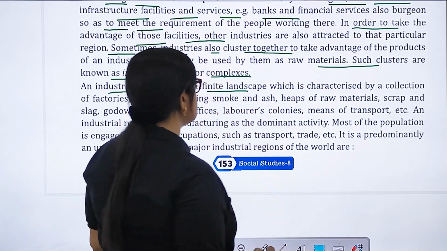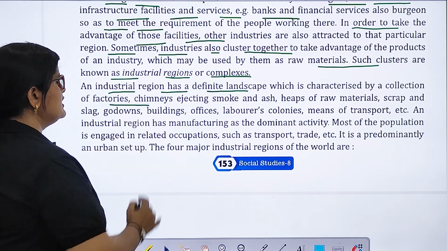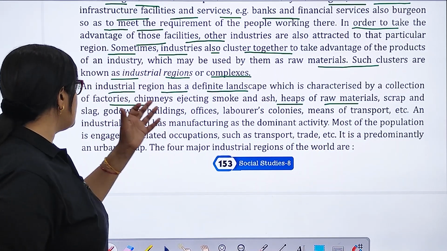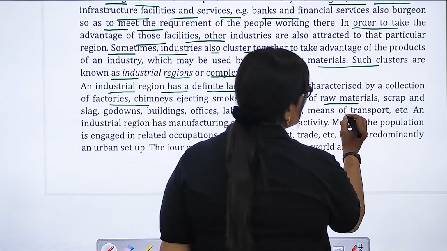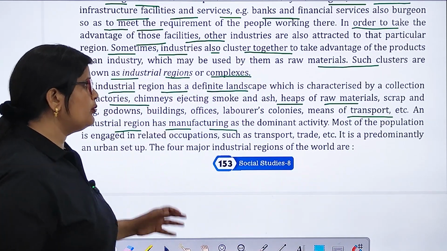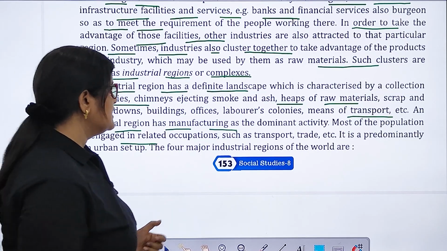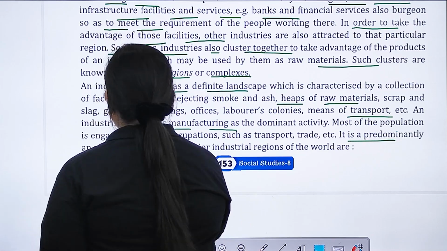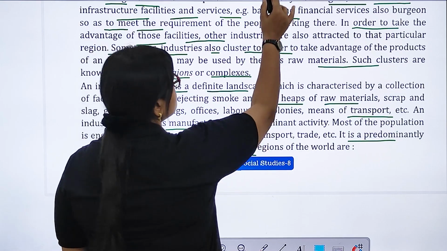An industrial region has a definite landscape which is characterized by a collection of factories, chimneys, ejection, smoke and ash, heaps of raw material, scrap and slag, buildings, offices, laborers' colonies, means of transport, etc. An industrial region has manufacturing as the dominant activity. Most of the population is engaged in related occupations such as transport, trade, etc. It is predominantly an urban setup.